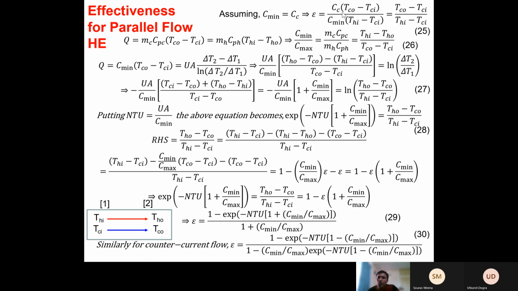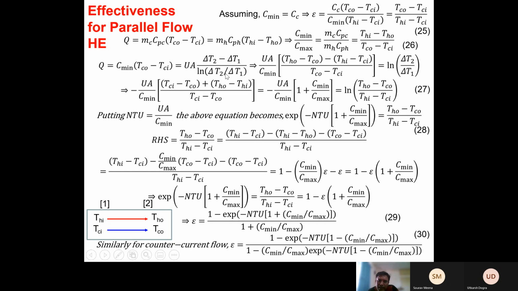So now, let's calculate Q. Q will be given by what? C mean into this temperature difference, isn't it? And this Q is also given by the heat transfer, isn't it? So heat transfer is given by what? UA delta T LMTD. Let's assume that the F factor is just 1 here. So UA delta T LMTD we have written here. Correct? So delta T LMTD will be given by delta T2 minus delta T1 divided by ln delta T2 divided by delta T1.